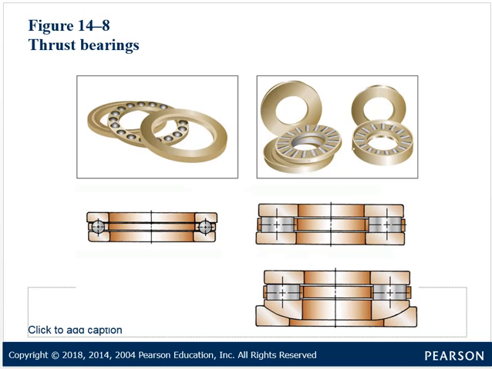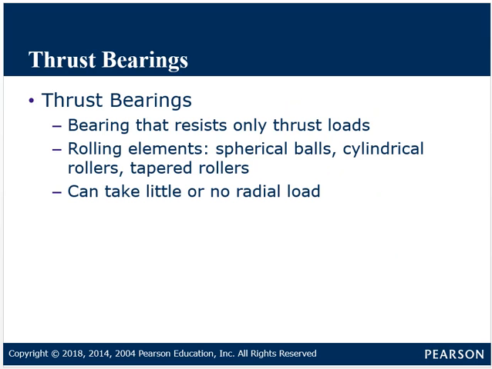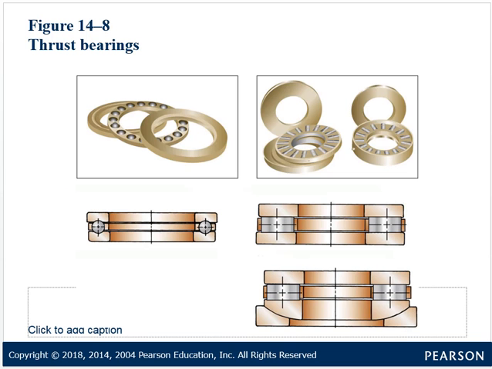Lesson 1 left off with thrust bearings. Thrust bearings are bearings that can resist only thrust loads, those are loads parallel to the axis of the shaft. They can take little or no radial loads. And here are pictures of your typical thrust type bearings.